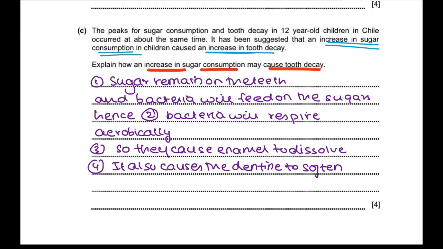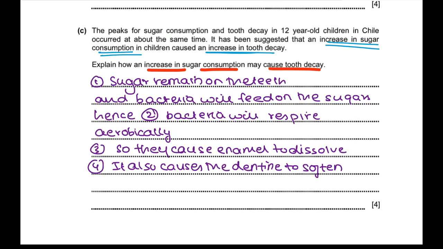Okay, so firstly you have to mention what exactly happens when you consume sugar. When you consume sugar, the sugar will remain on the teeth. It will stick to the teeth. Bacteria feeds on the sugar that is present on the teeth, right? It will feed on the sugars. It will use the sugar for its respiration. So when it uses it, the bacteria will respire aerobically.